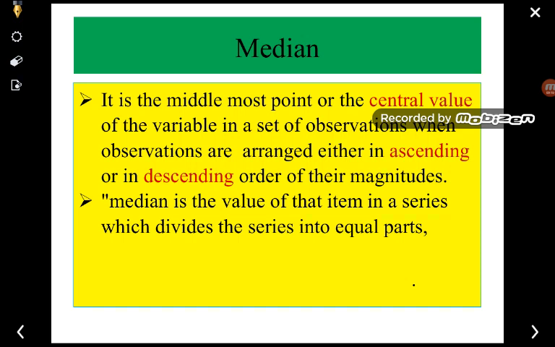So today we are studying one more topic under the measurement of central tendency, that is said to be the median. From the name itself it suggests median is the middle value. So what is median? It is the middlemost point or the central value.